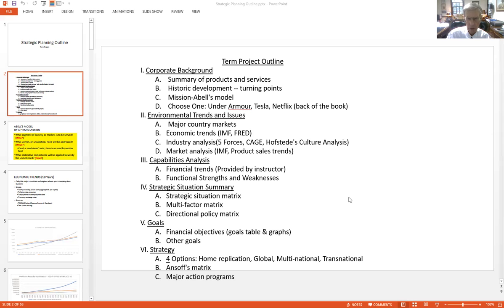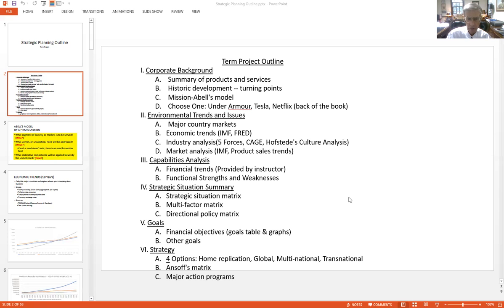So we may get some more information from the International Monetary Fund's database or gather information about sales trends for the products or services that our firm offers or in which we are interested. The third section is about the firm's capabilities. And to look at the firm's capabilities, we need to do a financial analysis and take a look at the firm's functional capabilities, its strengths and weaknesses.